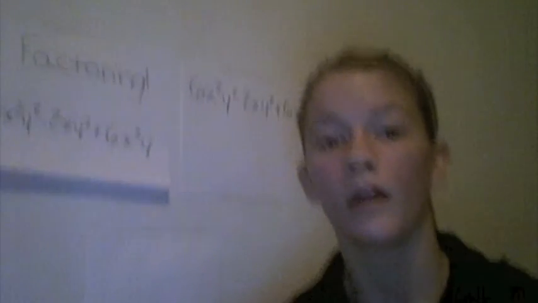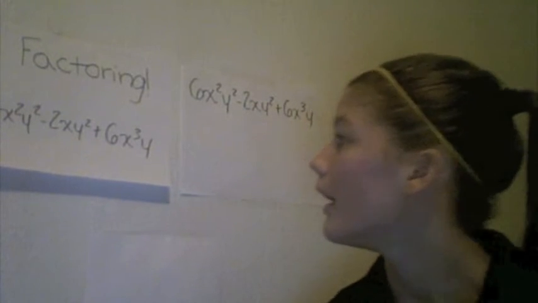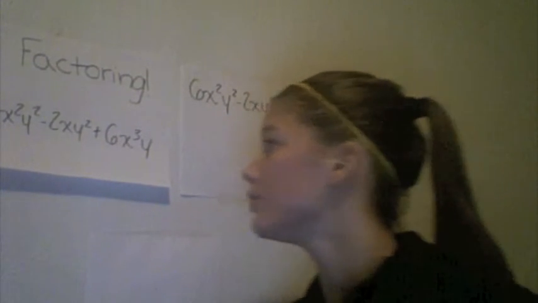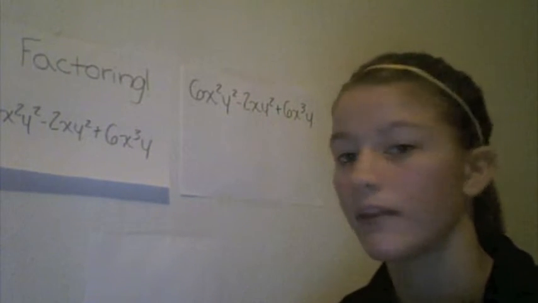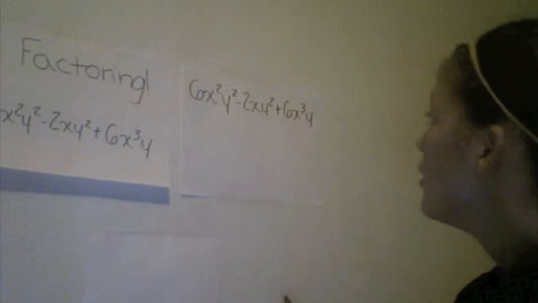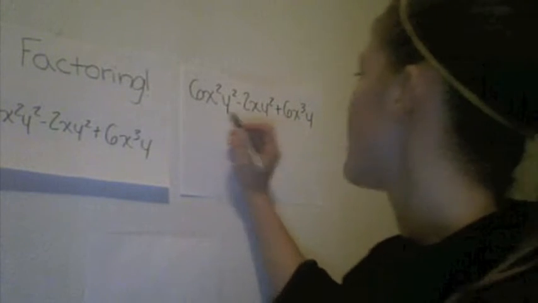Now I'm going to show an example problem of how to factor polynomials. The example I'm going to use is 6x squared y squared minus 2xy squared plus 6x cubed y. The easiest thing for me to do first is to look for a common factor, and so I factor out each part separately.